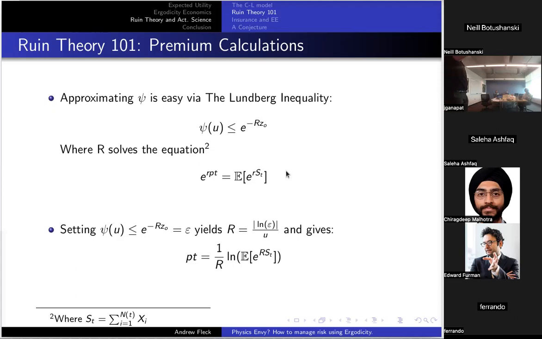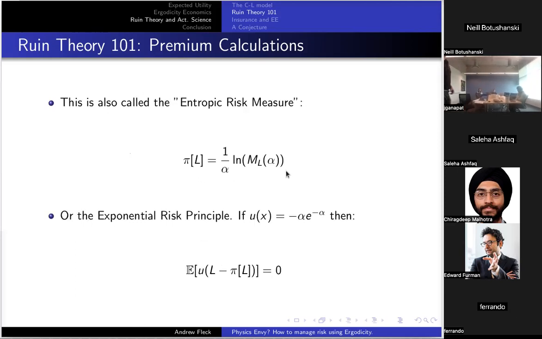What we can do is bound our ruin from above by some subjective amount. We can say, we're comfortable with the probability of ultimate ruin being some very small epsilon. Then if we invert this to find premiums, we get this equation involving the MGF, and this is called the entropic risk measure. What's interesting is that we also have a way of interpreting it in utility: if I have an exponential utility and calculate my risk premium using that, I get the same thing. So if I have this dynamic and use this utility, I have a way of explaining what this actually means.